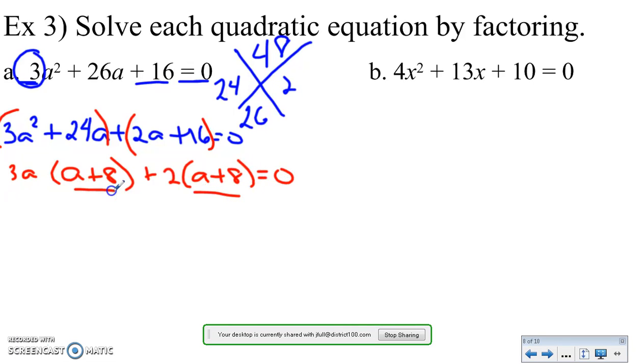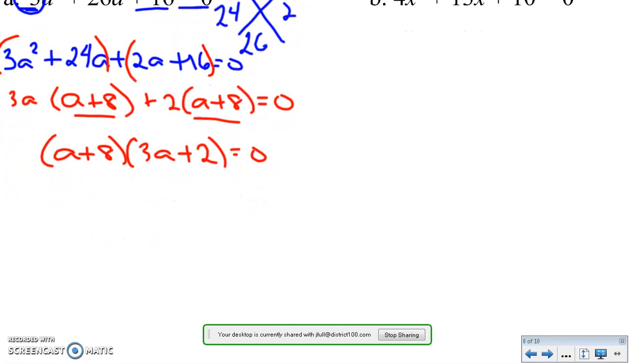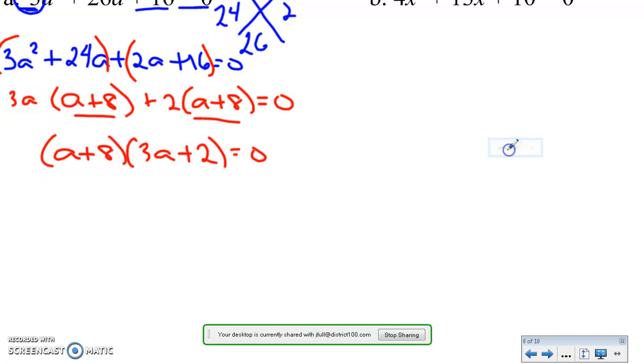Remember, if these two groups match, we're in good shape. If you're in my first hour, Miss Schuyler would tell you that you're twinning. So we're going to bring that A plus 8 out, and then my 3A plus 2 would make my next group. And then we need to continue going on and solving. So we're going to do A plus 8 equals 0, and 3A plus 2 equals 0.